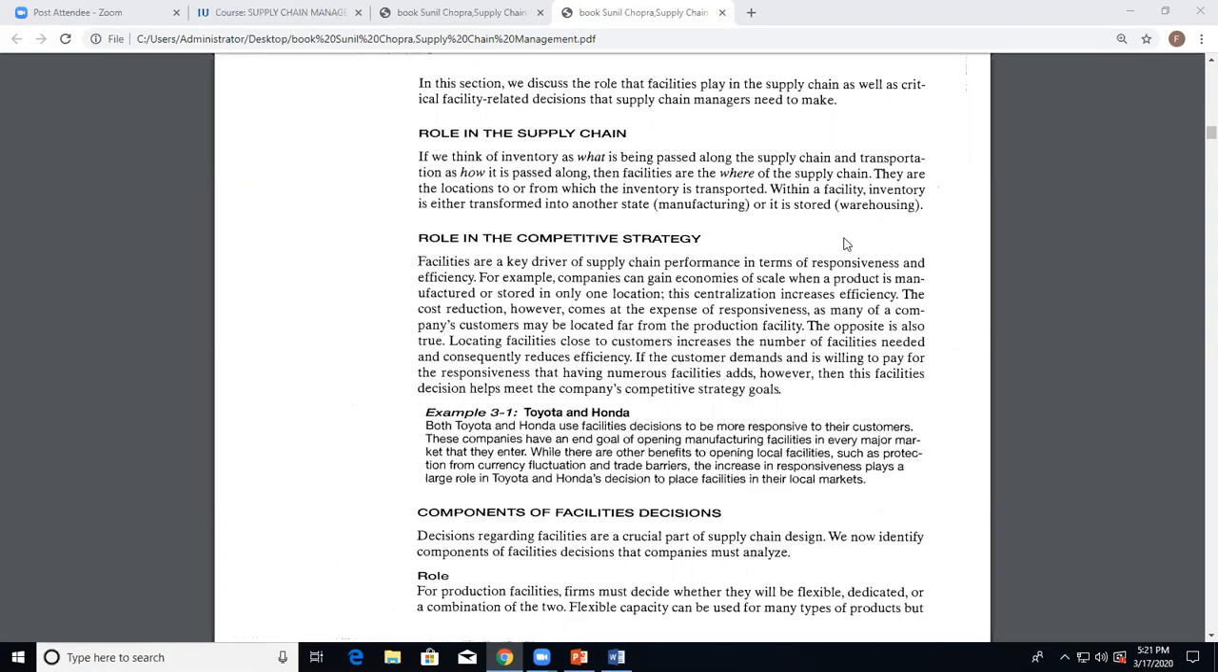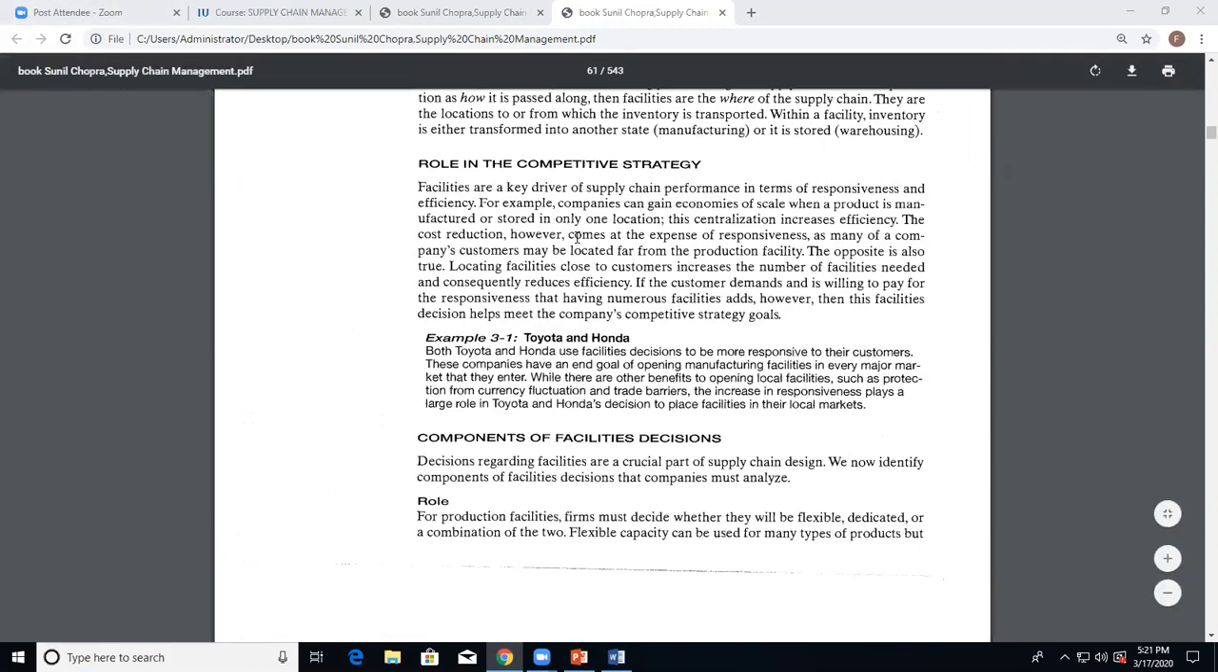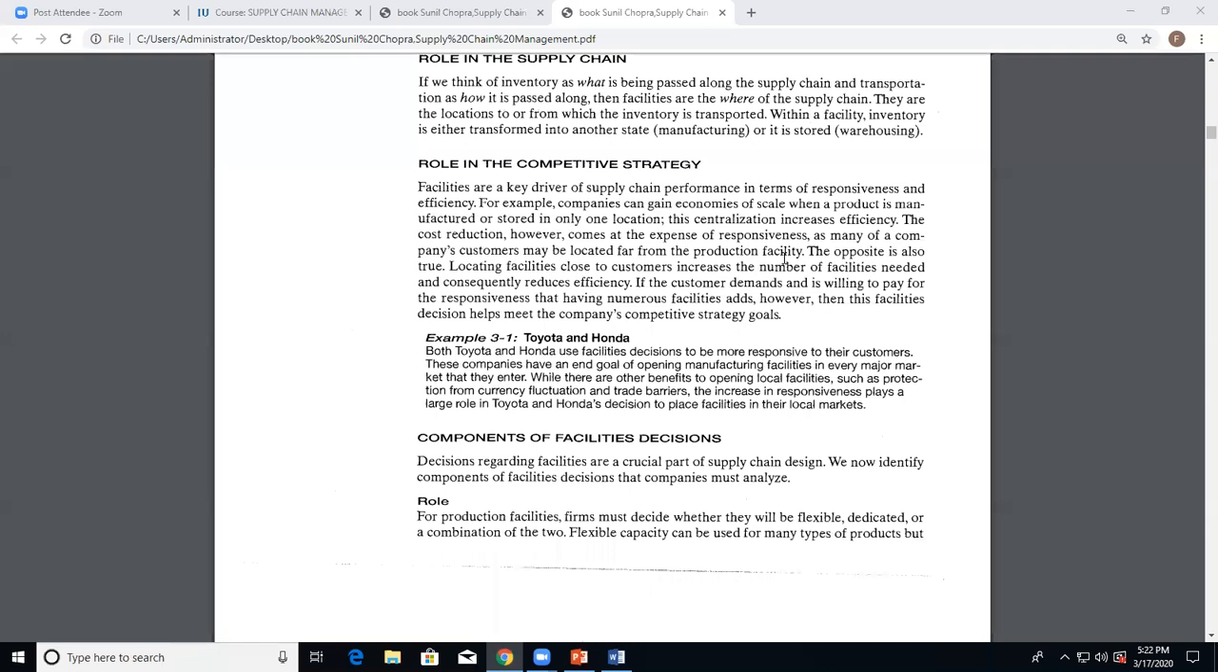This is very important. Role in the competitive strategy. Facility are a key driver of supply chain performance in terms of responsiveness and efficiency. For example, companies can gain economy of scale when a product is manufactured or stored in only one location. अब देखें, ये बता रहे हैं कि आप इकोनॉमी ऑफ स्केल गेन कर सकते हैं. ठीक है.